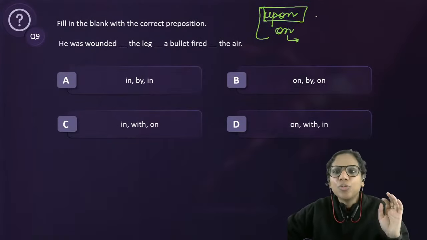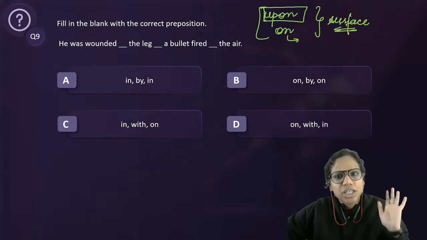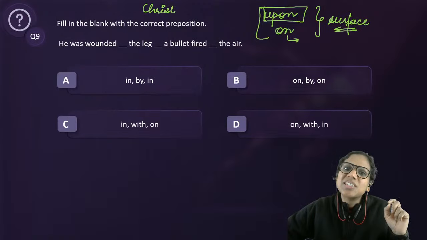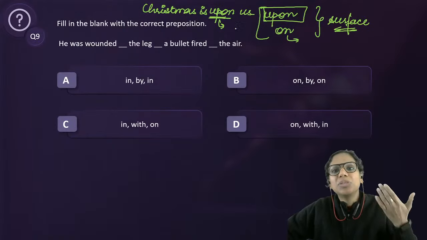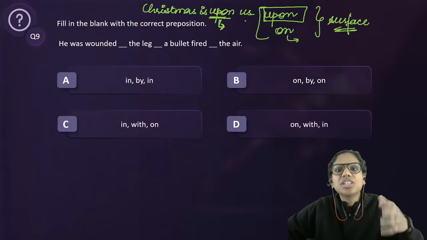On and upon, both are prepositions of surface. So they are playing on the ground, they are playing upon the ground. Both are correct, right? However, you must have heard this sentence, Christmas is upon us. So upon is used in a metaphorical context to mean that something is about to come. Something is about to happen or something is about to come.